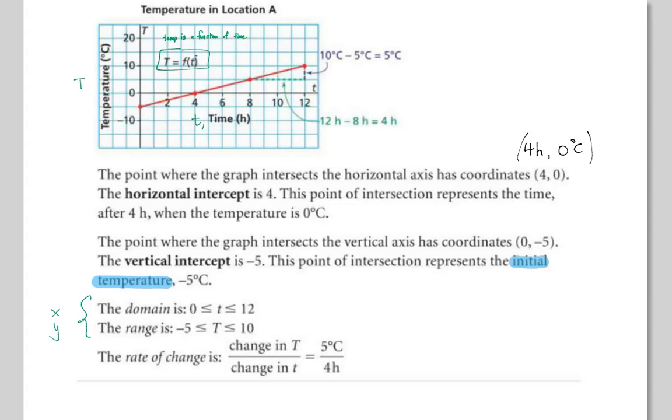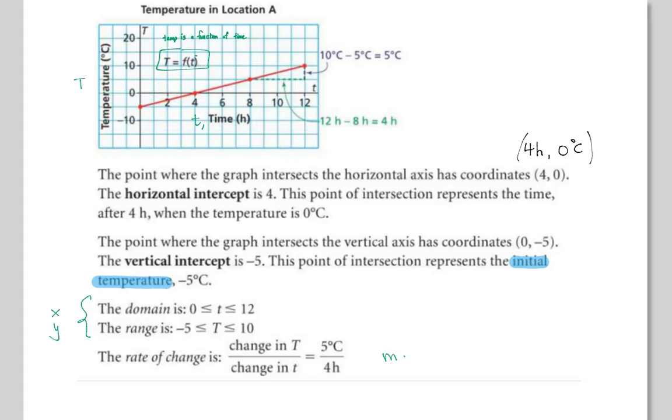Now for the range, this is going to be your vertical possibilities. The lowest temperature to the highest temperature, this is the range. From -5 to +10, that's the range. And then they calculate the rate of change. They're saying it's 5 degrees Celsius for every 4 hours. How could we find this 5 degrees Celsius for every 4 hours?